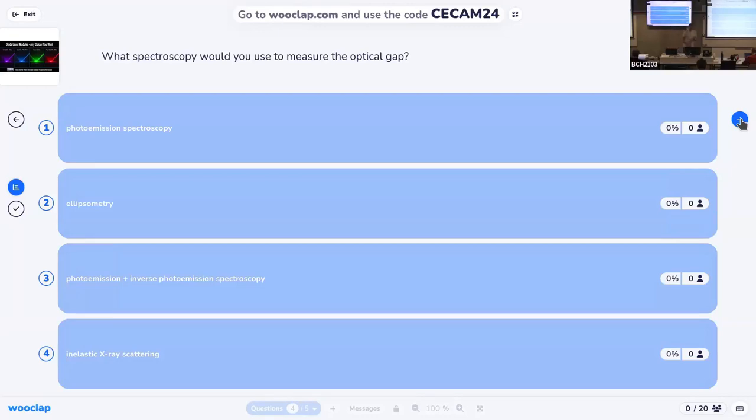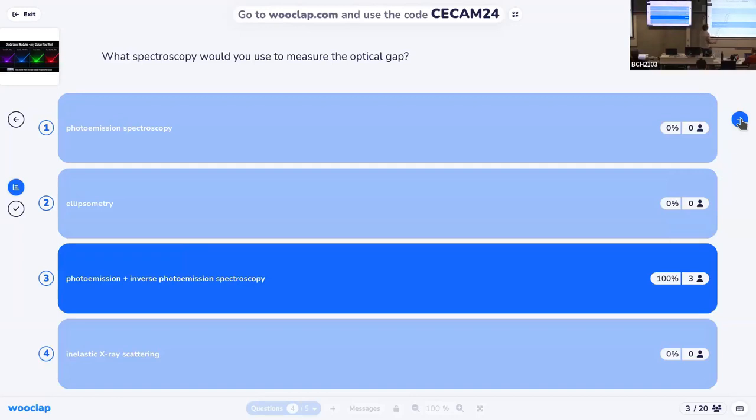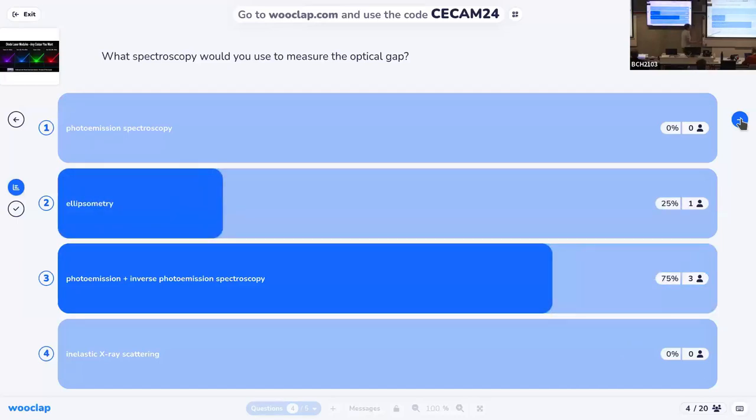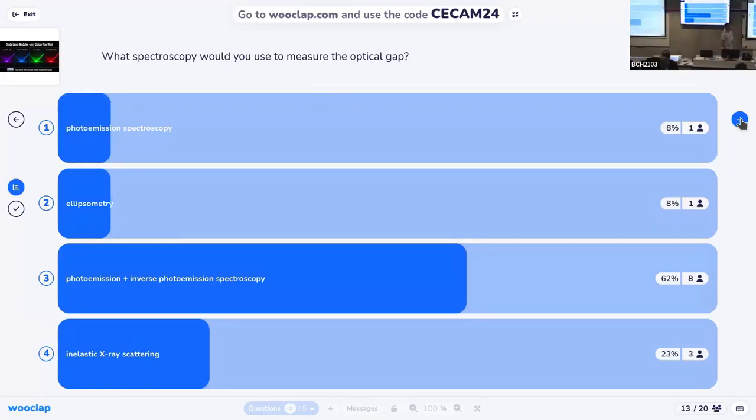Now, this you should also have listened to in the previous lecture. So, what spectroscopy would you use to measure the optical gap? Photoemission spectroscopy, ellipsometry, photoemission plus inverse photoemission, and inelastic scattering. Okay, now here we see a bit more variation. It was not a trap, but there was a little thing because I asked how to measure the optical gap, which is not the photoemission band gap. So the correct result is not photoemission plus inverse photoemission. That would indeed give you the fundamental gap, the photoemission band gap, but it will not be the optical one.